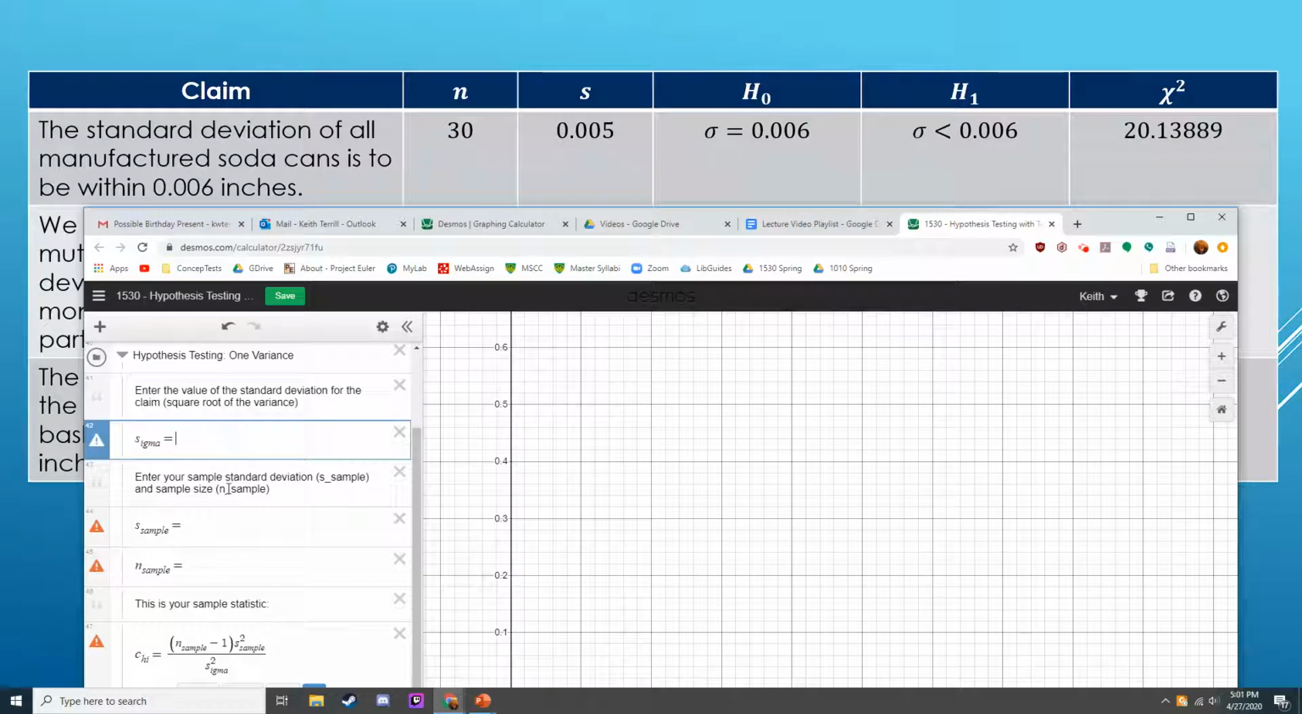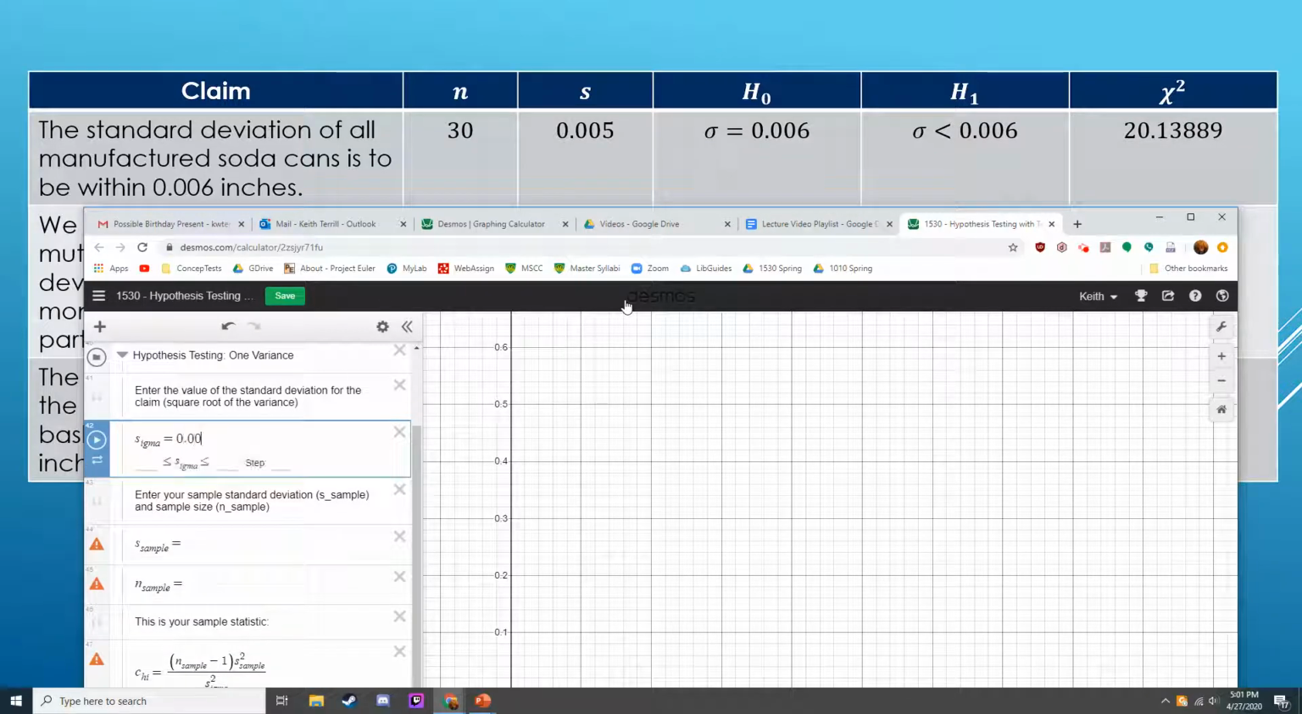So we've got three things to input. First of all, the value of the standard deviation for the claim. Got to be standard deviation. So if you know variance or you had a claim to variance, you would type in the square root of whatever number. But since we were given standard deviation, or we found it, we'll type that in, 005.